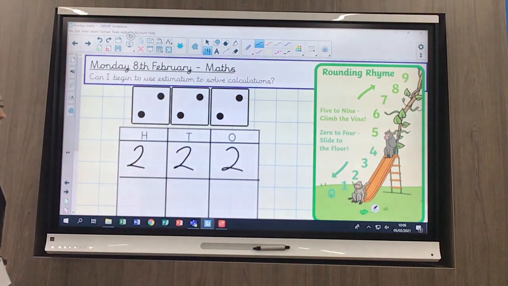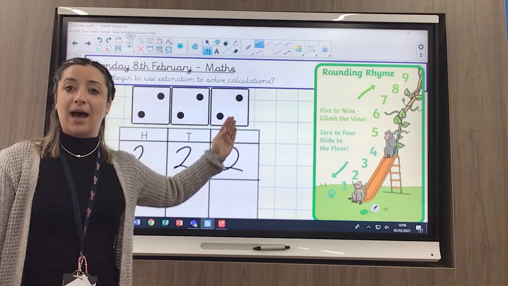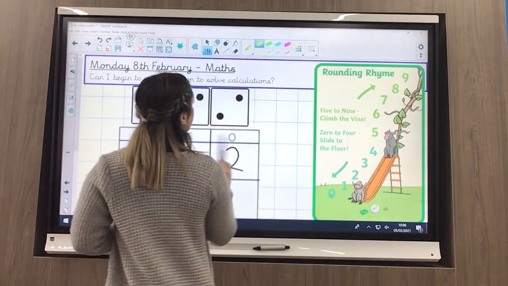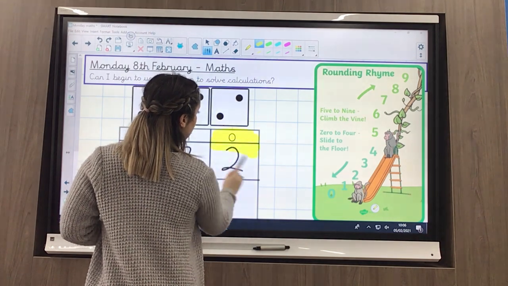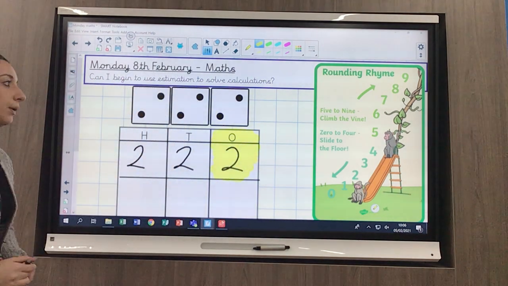222. And if we are rounding to the nearest 10, I am looking at my ones column. So I'll get my highlighter again for you. So I'm looking at my ones column here, and I'm looking at what number it is. It's the number 2, isn't it?